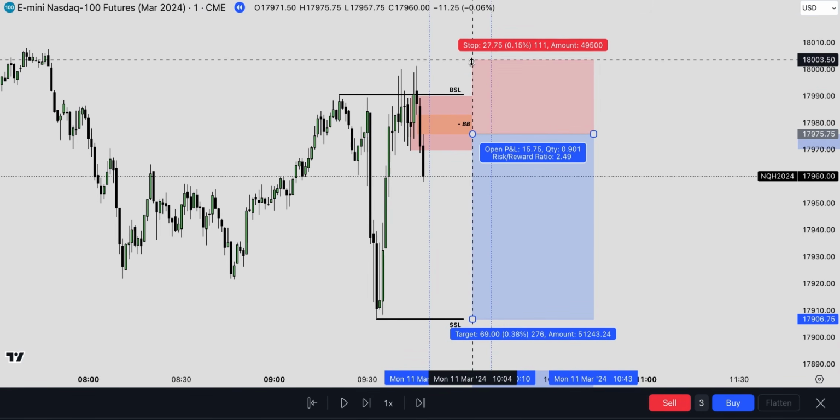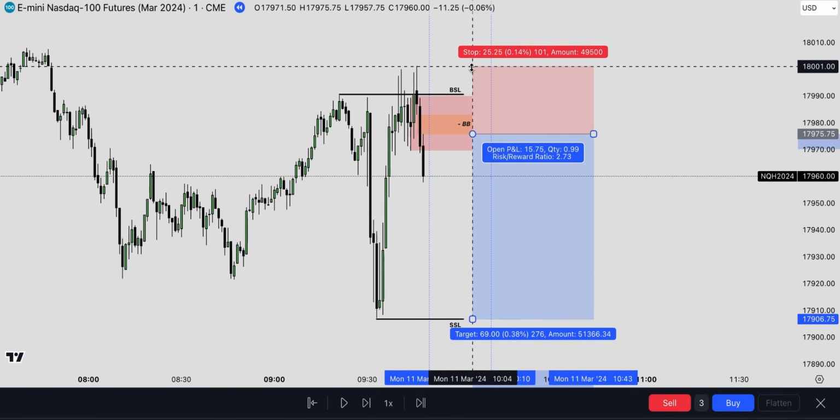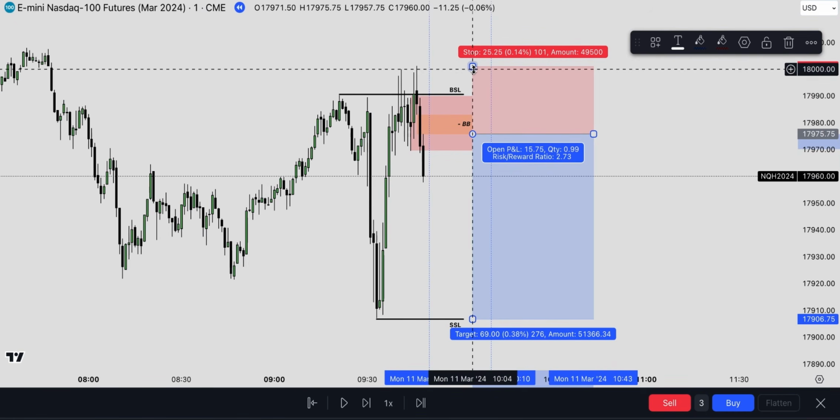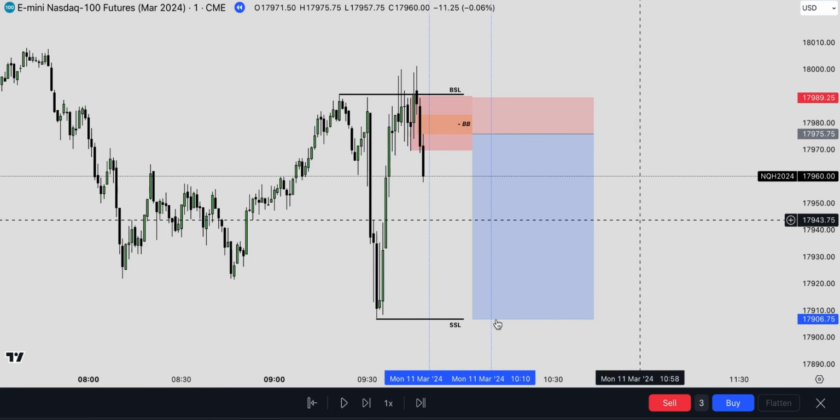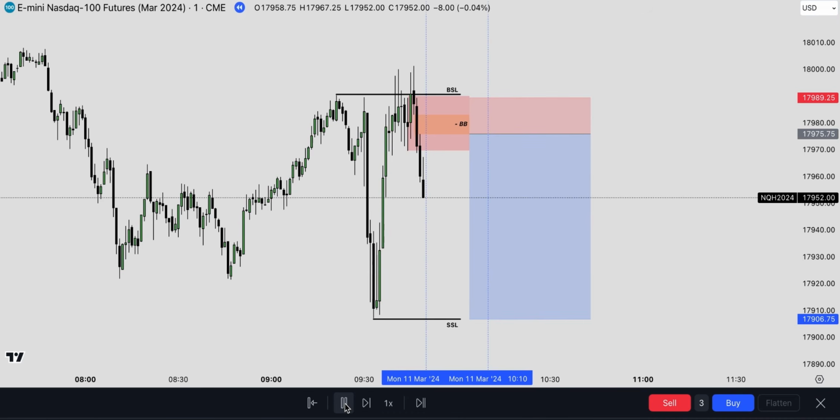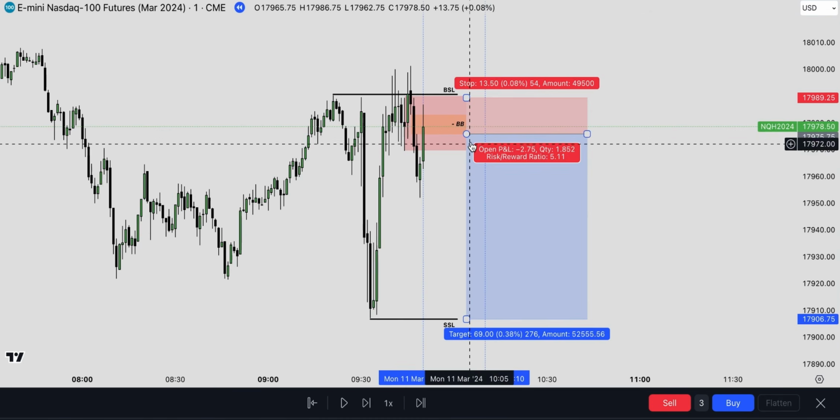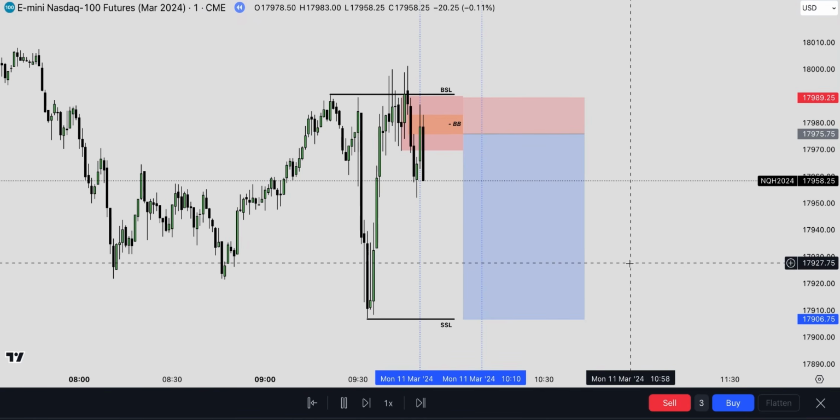If you want to be safe, cool. Put your stop above the highs. You're risking 25 handles. That is still a free risk to reward. I'm going to keep my stop above the displacement candle's high, and let's see how this plays out, guys. So there you go. You've been tapped in short. Let's see how this plays out.